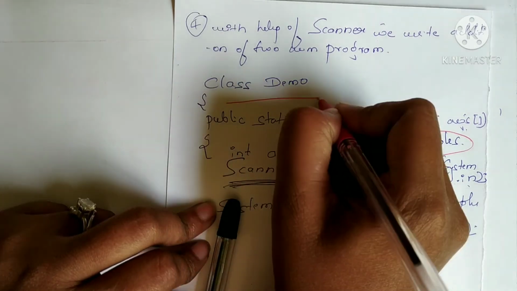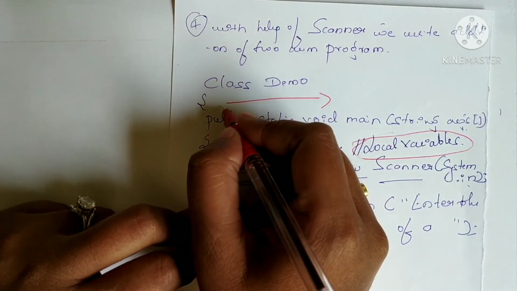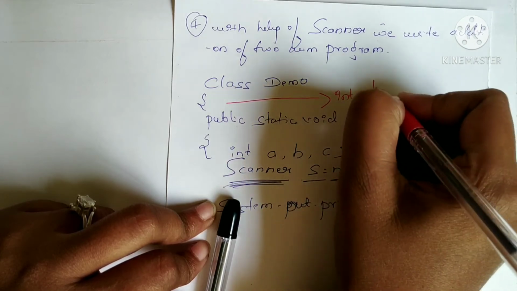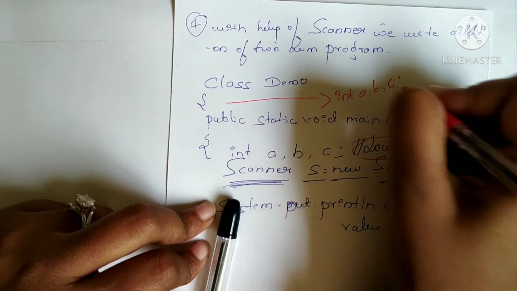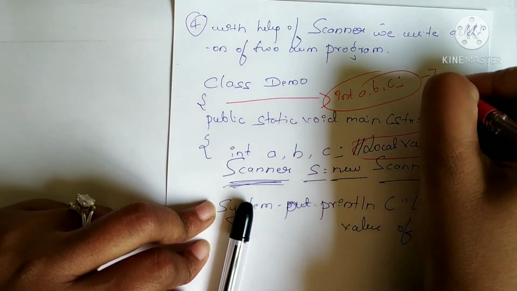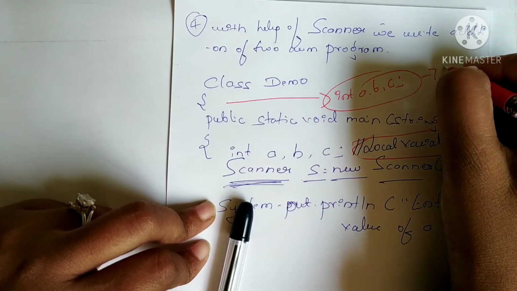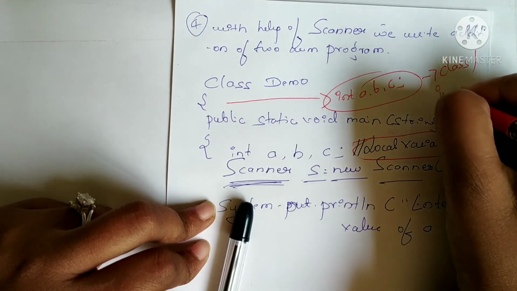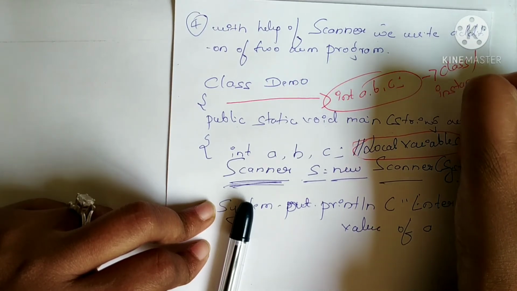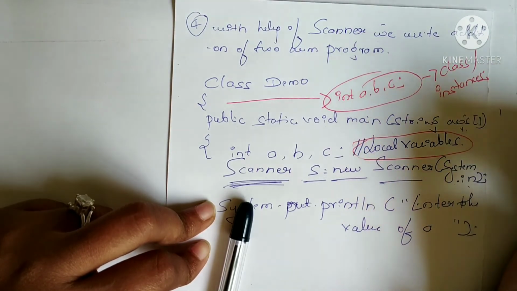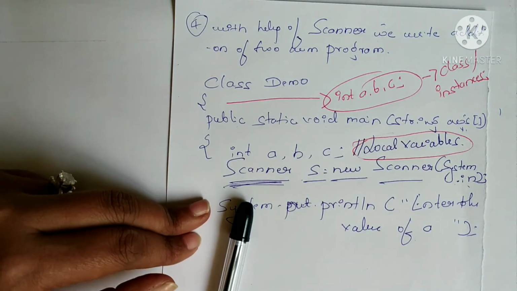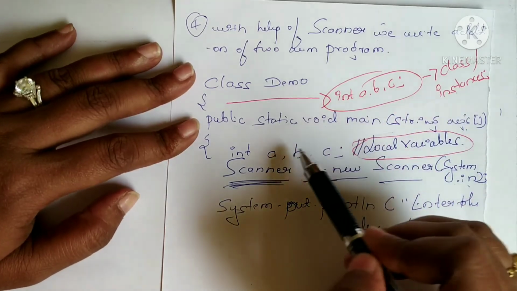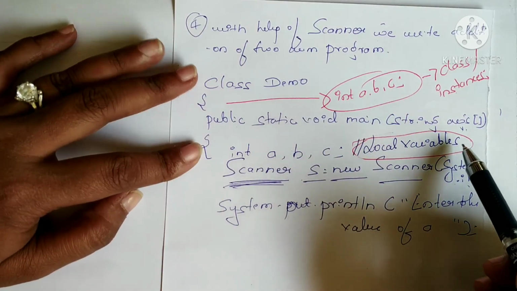And if we declare the variables int a, b, c outside the method, then these are class variables or instance variables. These are the class or instance variables. These are called local variables.